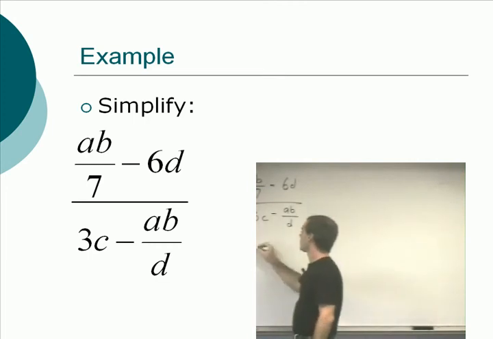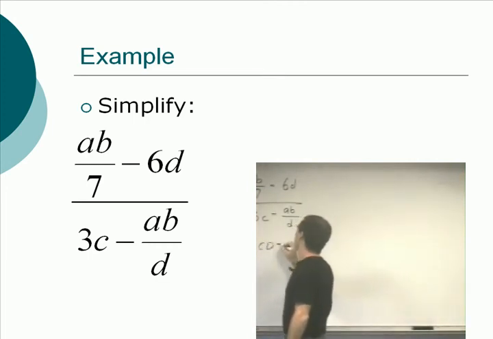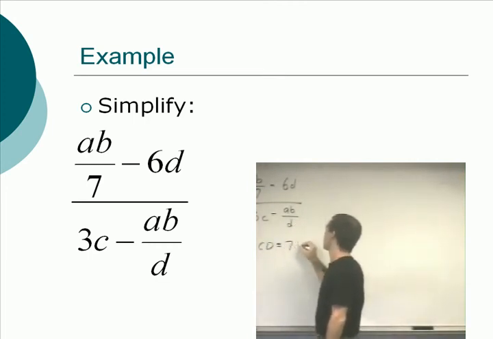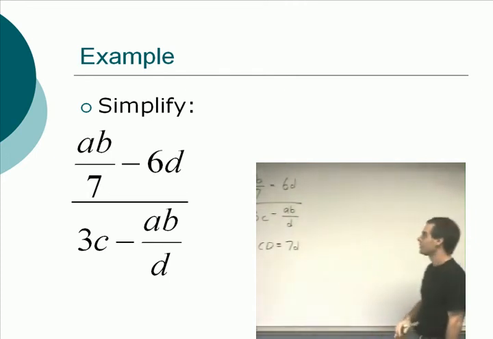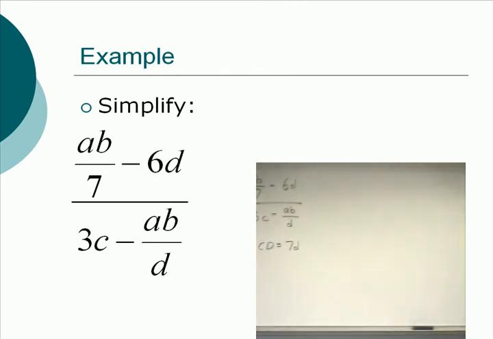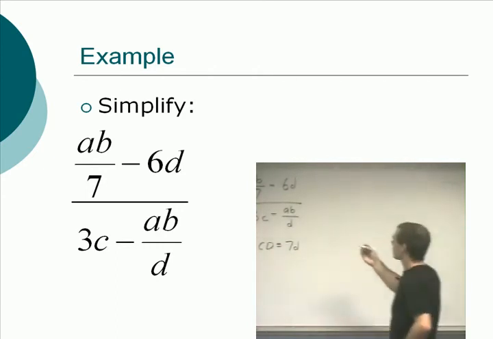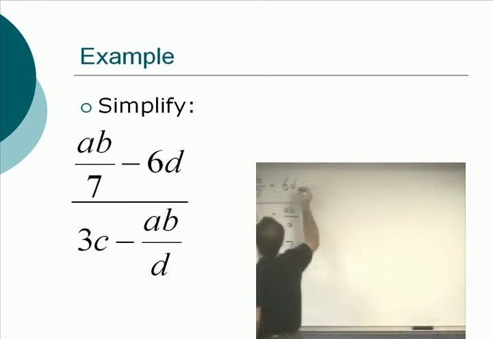Well, what's your LCD? 7D. Not to be confused with 70. 7D. Okay, so let's multiply the entire numerator and the entire denominator by 7D.